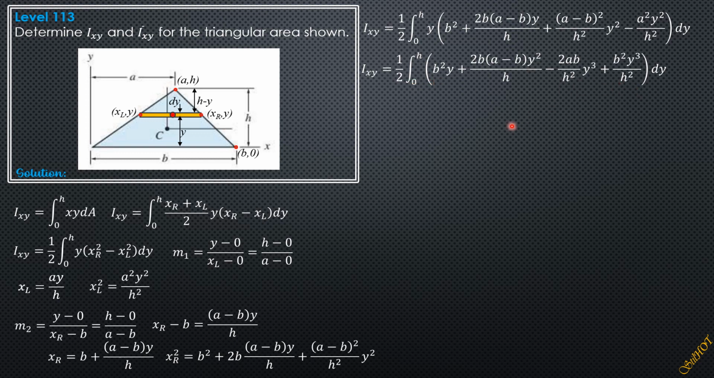So I hope you can follow. That is only algebra. So integrating, Ixy equals 1/2 quantity b square y square over 2 plus 2b quantity a minus b y cube over 3h minus ab y to the fourth over 2h square, because it is 2ab over 4, so ab over 2. Then b square y to the fourth over 4h square, from 0 to h.